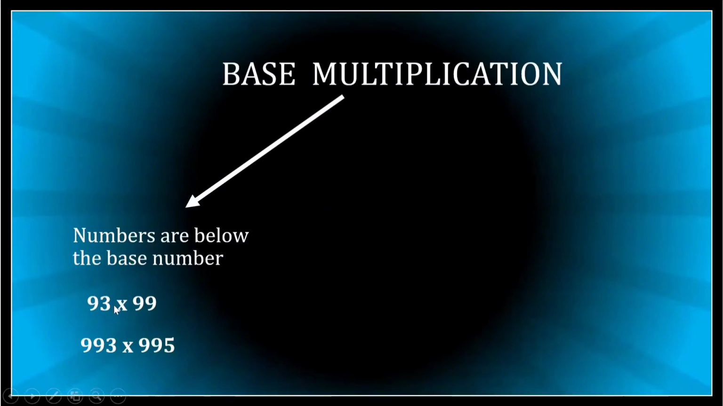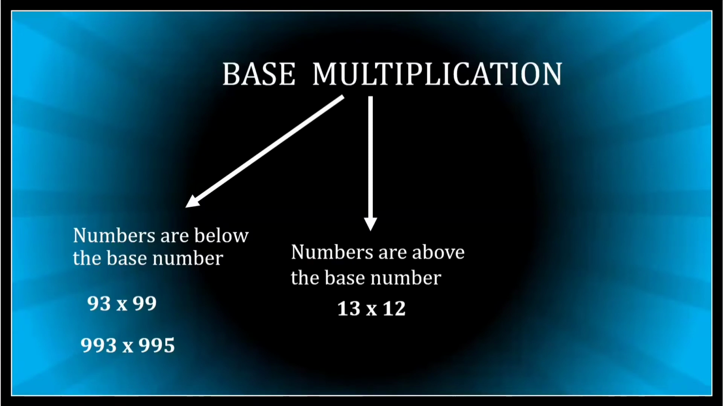When both the numbers are below the base, that is the first type. The second type of multiplication is when both the numbers are above the base number, more than the base. That means if I take the base to be 10, I can take it as 13 into 12. If I take the base to be 100, I can have it 104 into 103.